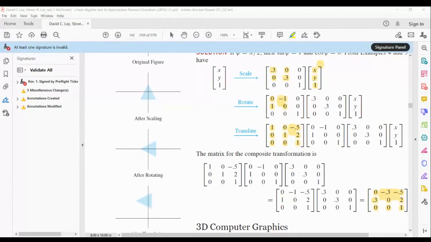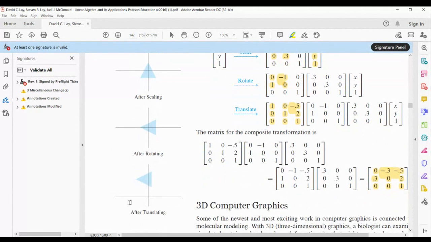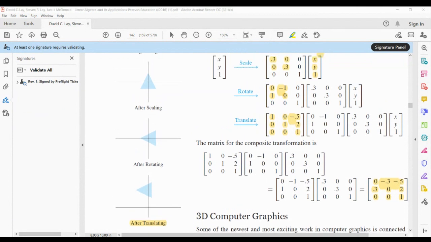Yes, okay. So the effect then of this composite transformation is what you see right here. The last step was the translation. So hold on, I don't know why that. Sorry, class.